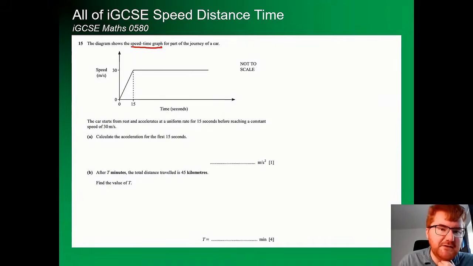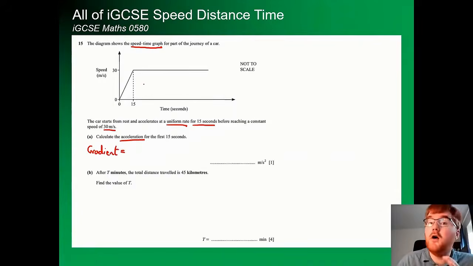The car starts at rest, so 0, 0, and accelerates at a uniform rate. And in the iGCSE, it'll always be uniform for 15 seconds before reaching a constant speed of 30 meters per second. So again, that 1-mark question, which is very, very typical: calculate the acceleration for the first 15 seconds. Well, as soon as I see acceleration here, I'm thinking gradient of the first part of the graph, almost always a triangle. So we have here at 15 and we have here at 30.